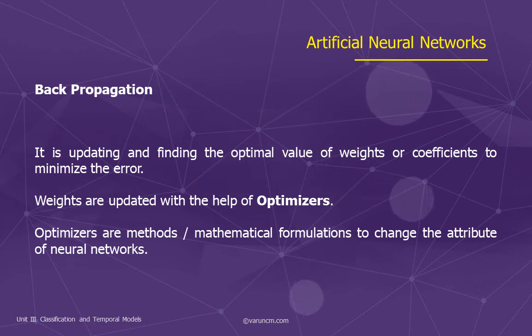So now after getting the output, you are going to look back at the input values and update them to get the optimal value. For updating these weights, you are going to use a particular thing, that is the optimizer. So what is this optimizer? It is a method or mathematical formulation which is used to change the attributes.